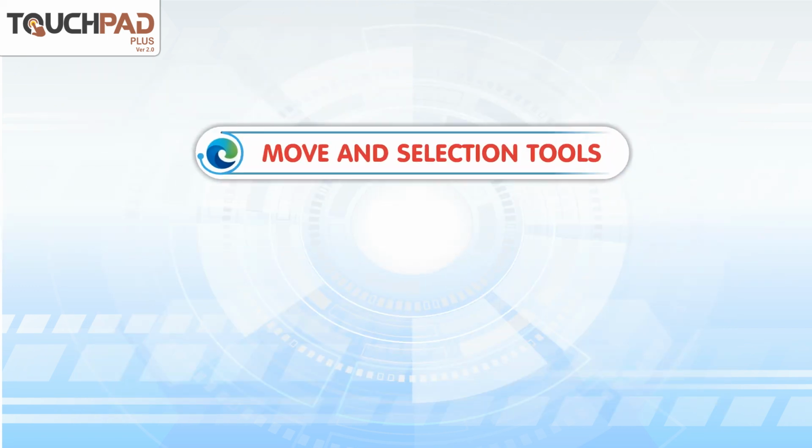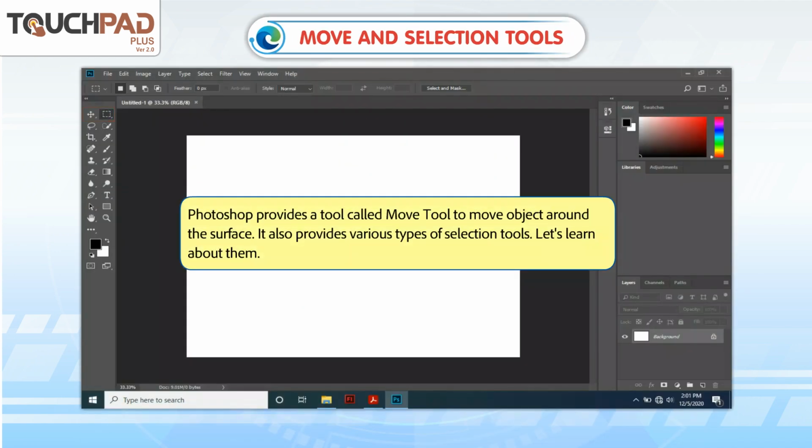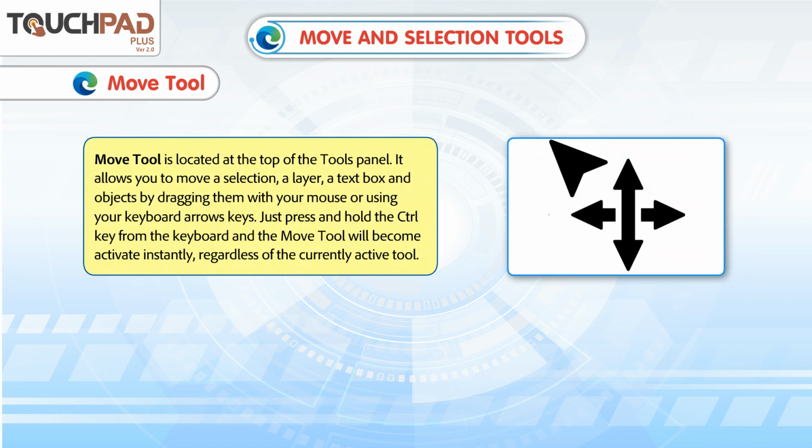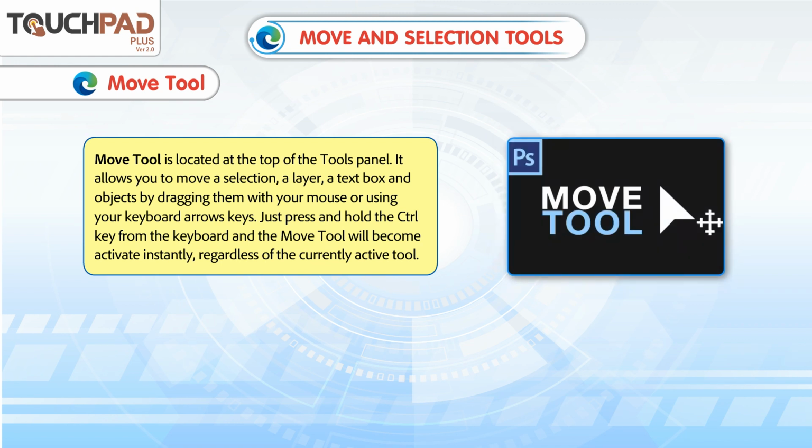Move and Selection tools. Photoshop provides a tool called the Move tool to move objects around the surface. It also provides various types of selection tools. Let's learn about them. Move tool. The Move tool is located at the top of the Tools panel. It allows you to move a selection, a layer, a text box, and objects by dragging them with your mouse or using your keyboard arrow keys. Just press and hold the Control key on the keyboard, and the Move tool will become activated instantly, regardless of the currently active tool.